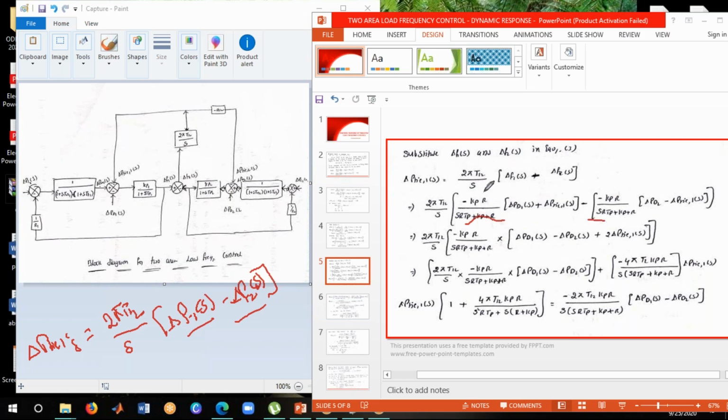Now, comparing these two terms, there is one common factor, that is the gain value and time constant. From these two terms we bring out the common factor, then we get the equation like this. After that, multiply all the terms in this equation: 2 pi t12 divided by s into minus kp or divided by s or tp plus kp, and the remaining terms. So minus 4 pi t12 kp r divided by s into the remaining thing.